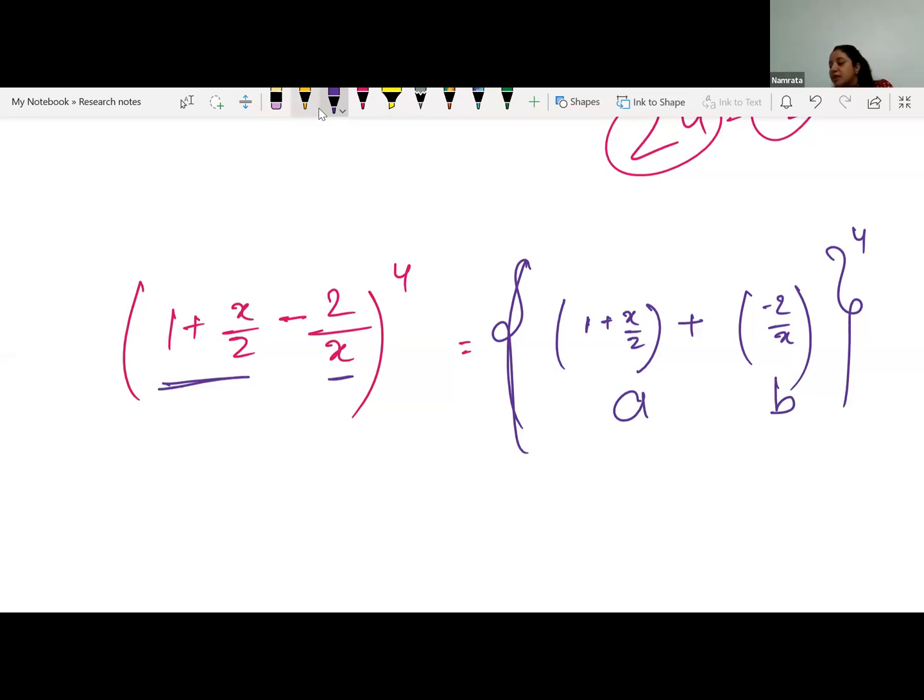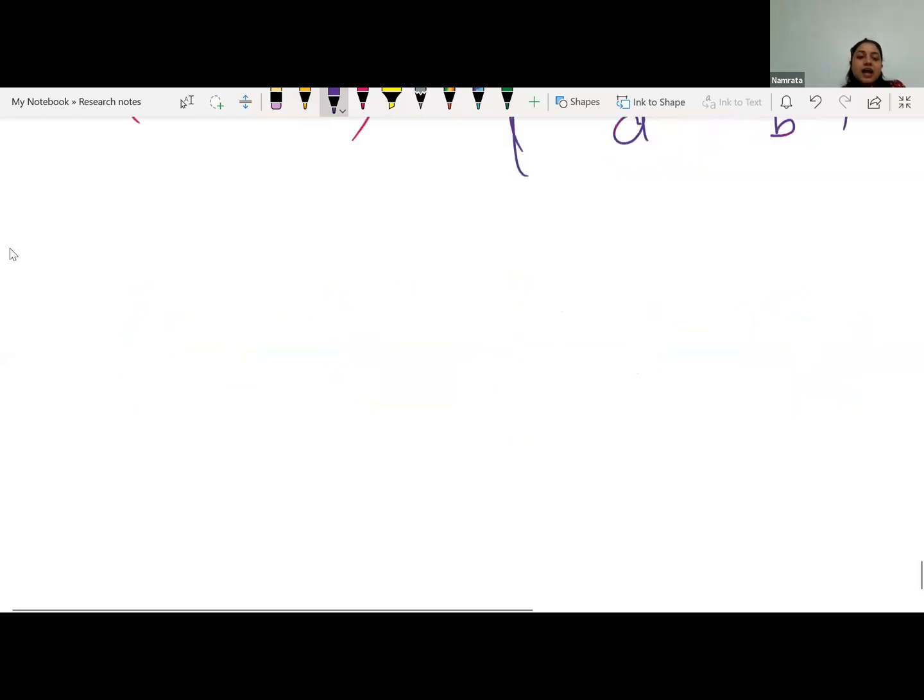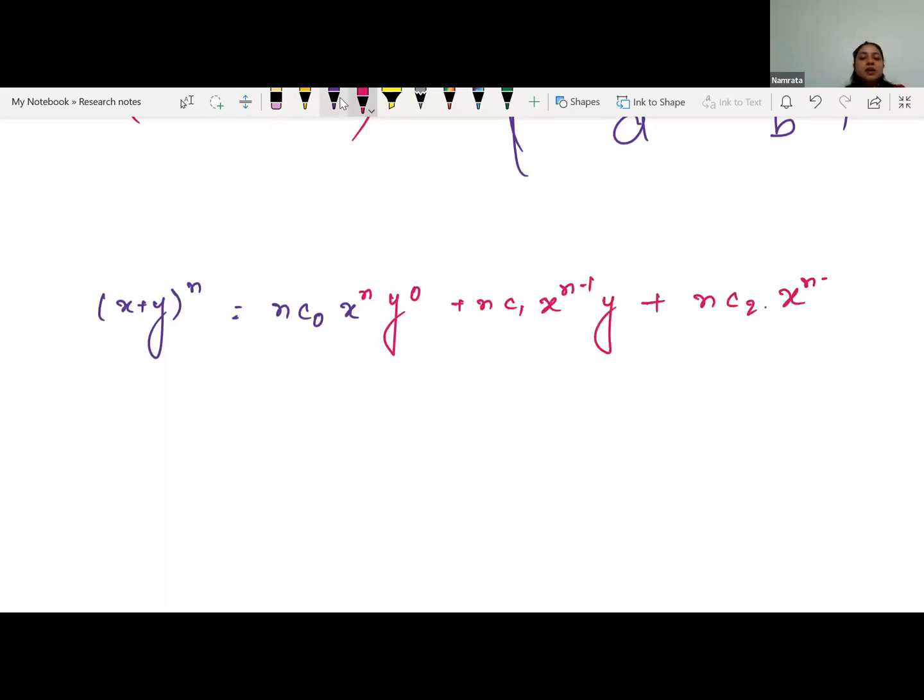Yes, ma'am. Okay. Now the next concept says that whenever we have (x + y) to the power n, it can be written as nC0 x to the power n minus 0 y to the power 0, then nC1 x to the power n minus 1 y to the power 1, then nC2 x to the power n minus 2 y to the power 2, then nC3 x to the power n minus 3 y to the power 3, till nCn x to the power n minus n, which is 0, and y to the power n.